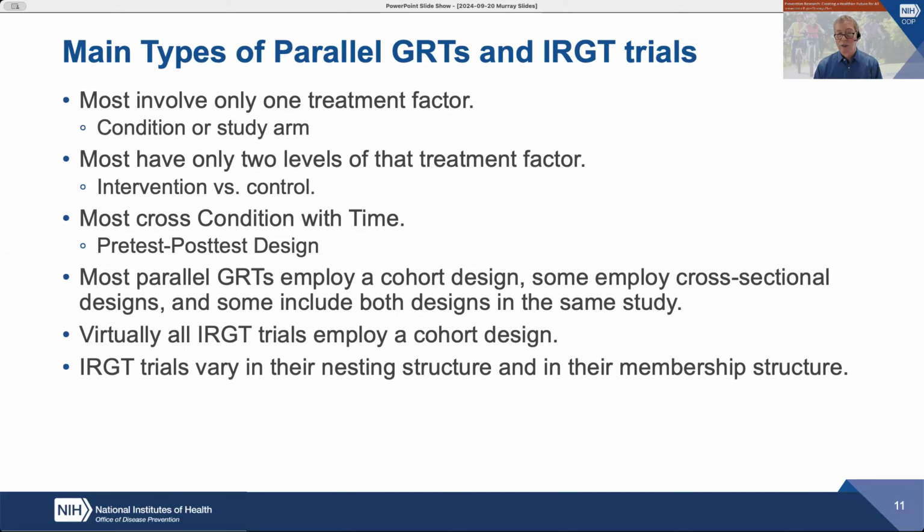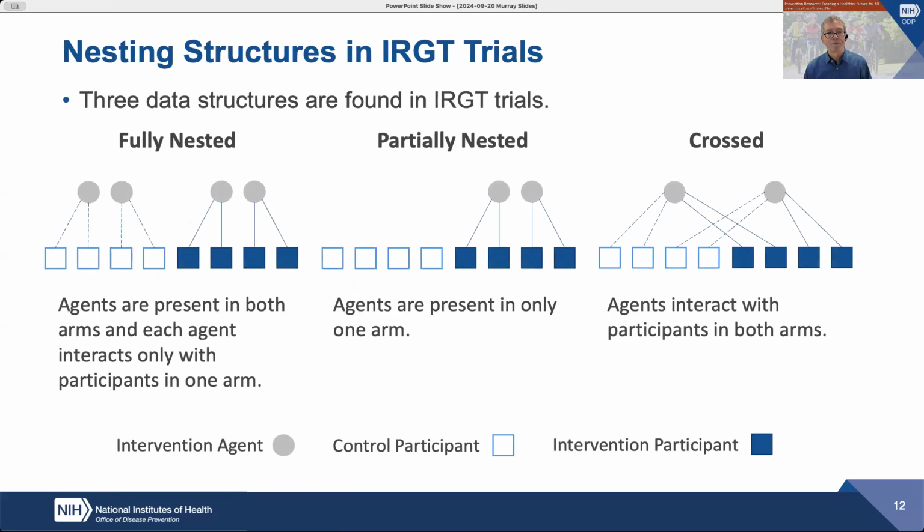Most parallel group randomized trials employ a cohort design, though some use a cross-sectional design. And I've done studies where we had both a cohort and a cross-section in the same study. Almost all individually randomized group treatment trials employ a cohort design. I'm really hard-pressed to think of one that used a cross-sectional design. And individually randomized group treatment trials vary in two important features, their nesting structure and their membership structure. And we're going to talk about those details shortly.